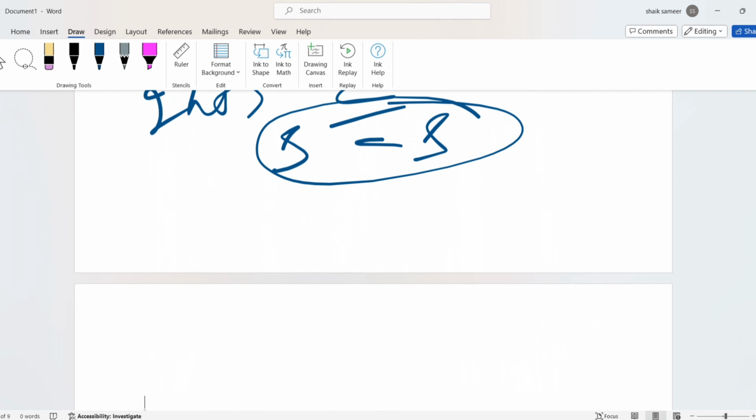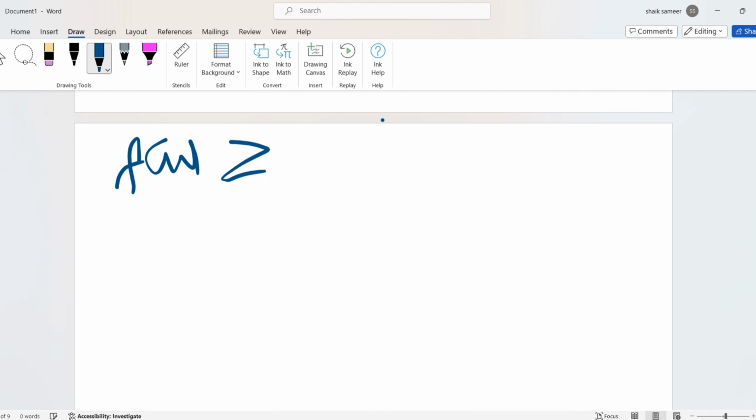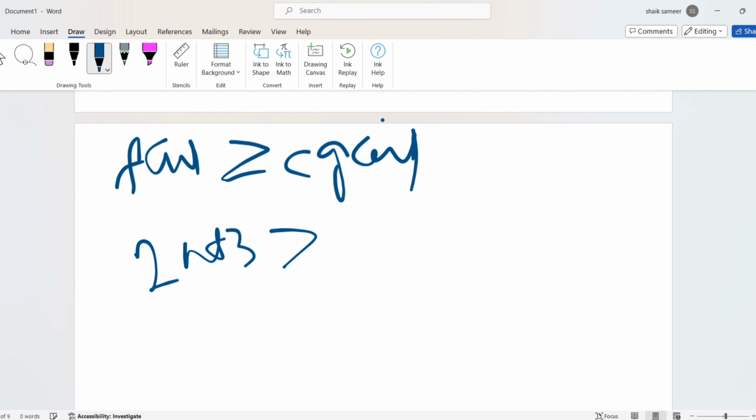So similarly, if you take this notation and solve it in the process of big omega notation, f of n is greater than or equal to c into g of n. So what is that notation? 2n plus 3 is greater than or equal to c into n. I hope that you are understanding.